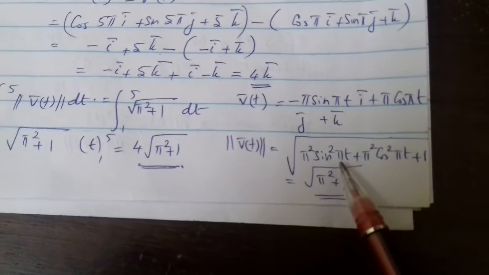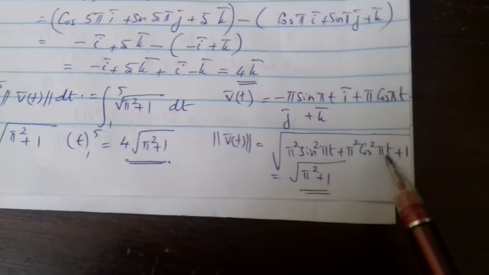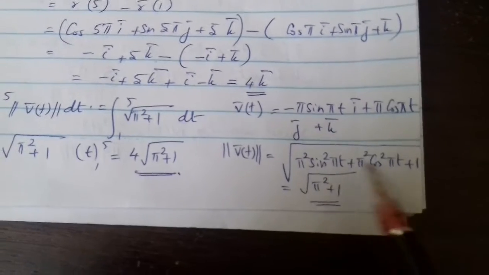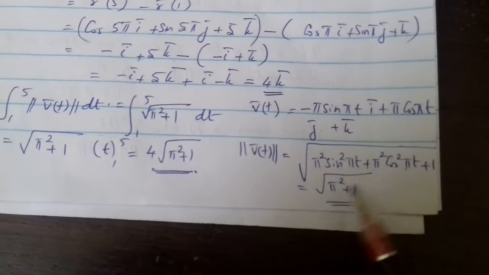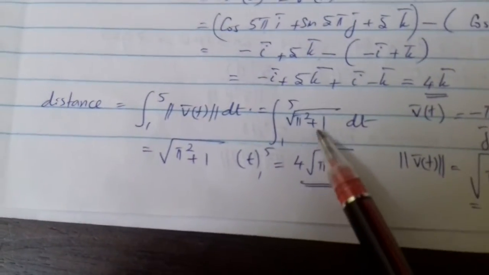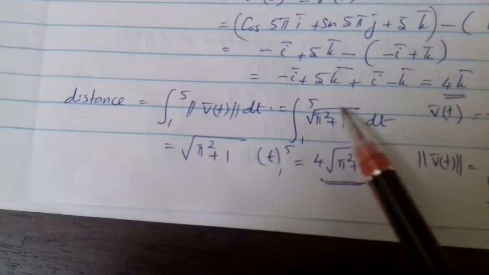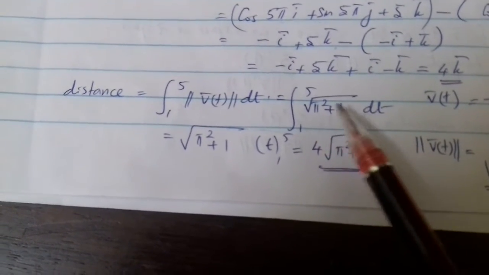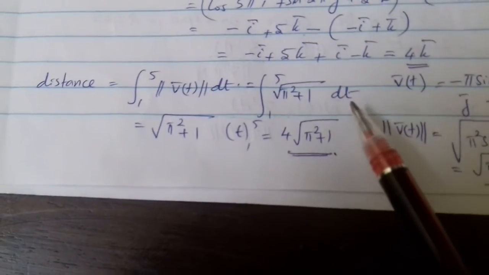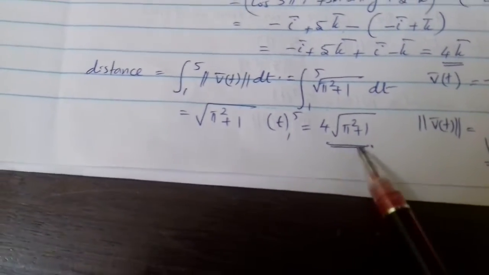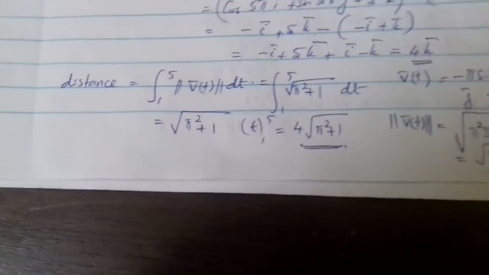Now what is its norm? Root of pi square sin square pi t plus pi square cos square pi t plus 1. Here pi square is common: pi square into sin square pi t plus cos square pi t, which is 1. So root of pi square plus 1. So the distance is the integral from 1 to 5 of root of pi square plus 1. This term is independent of t, so we can take it out of the integration. So root of pi square plus 1 into integral dt gives t from 1 to 5. So 4 into root of pi square plus 1, that is 5 minus 1 times root of pi square plus 1.